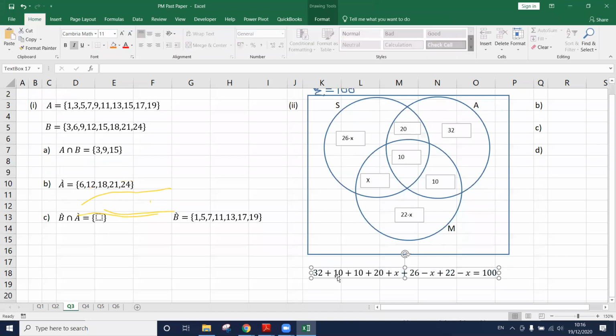So what should be the value of x? The value of x should be 20. Right? x has the value of 20. This is what we have found: x equals 20.